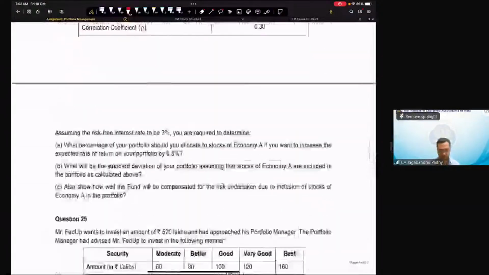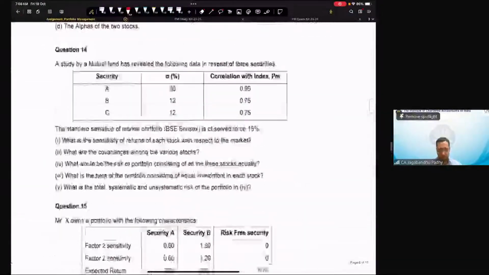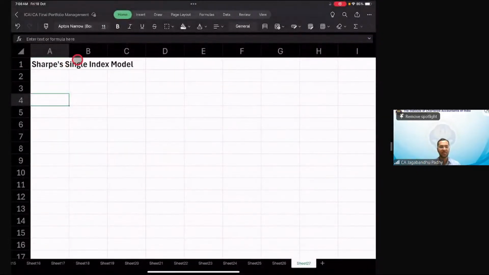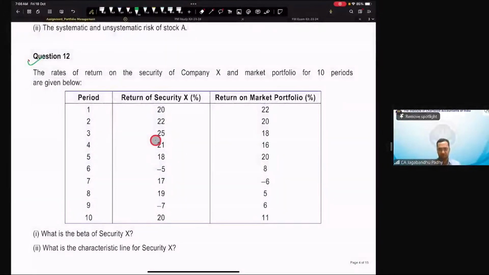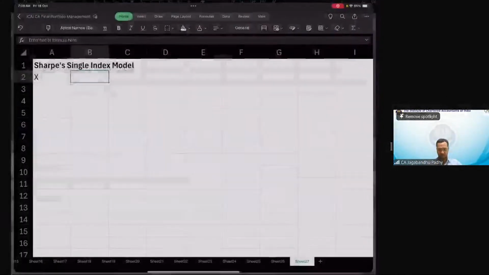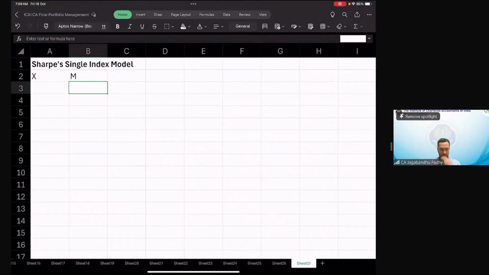One second. This is, I think, yeah, question number 12. So we are looking at this question 12. The rates of return on the security of company X and the market portfolio for the last 10 periods is given. So we have to calculate the beta and something called a characteristic line of security X. Now, the characteristic line is nothing but the model which has been suggested by Sharpe's single index. Let me first take down the data over there. So we have the return of security X and the return of the market.